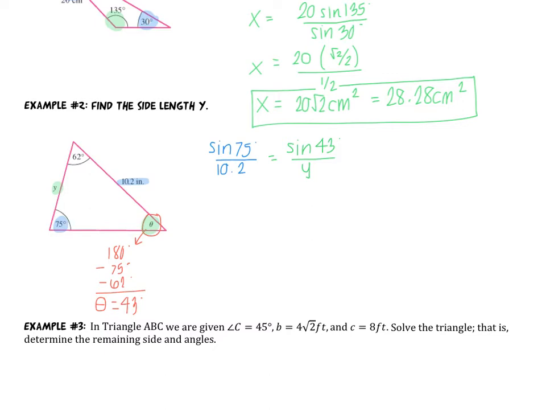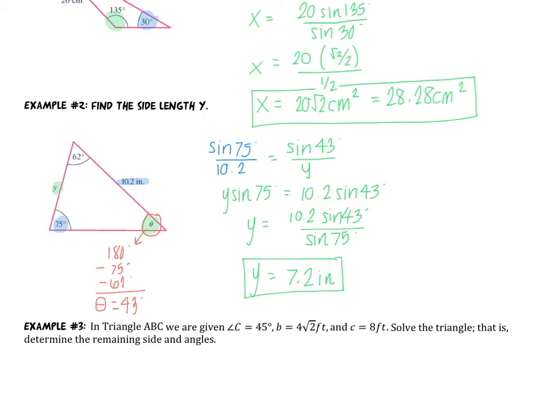Take a quick moment, solve for y, and then we can check it together. Hopefully you got your answer. With it being sine of 75 and sine of 43, there's no way to give an exact answer because they're not perfect angles on a unit circle. So you would cross multiply: y sine of 75 equals 10.2 sine of 43 degrees. In the end, divide by sine of 75 because it's being multiplied by y. So y should be about 7.2 inches.